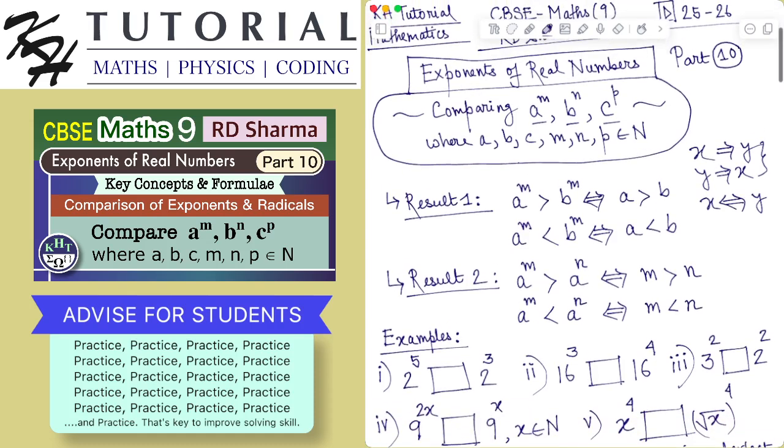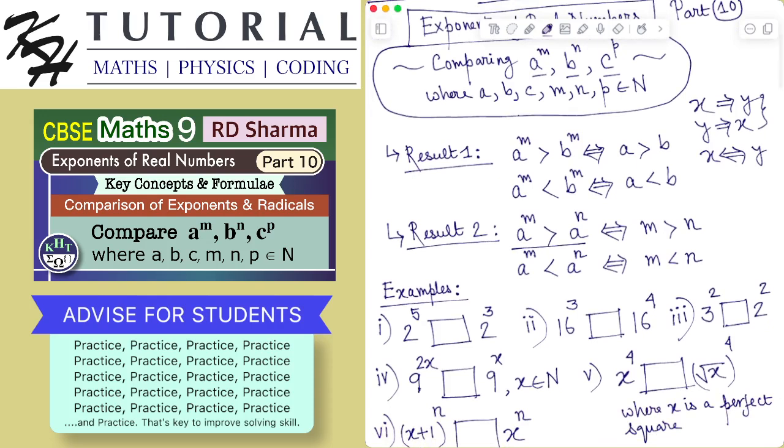Now in the first result, you can see that we had the same powers. In result 2, the bases are the same, but the powers are different. So if we have a to the power m greater than a to the power n, then this will imply that the power m is greater than n, and vice versa. That is, if m is greater than n, then we will have a to the power m greater than a to the power n. Similarly, for the less than operator, if we have a to the power m less than a to the power n, this will imply m is less than n, and vice versa.